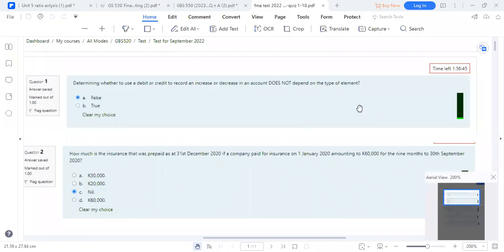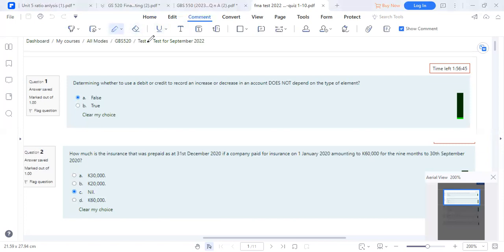So in question number 1, we are asked to determine whether to record a debit, to increase or decrease an asset account does not depend on the element. Is that true or false? It is false. We actually consider the elements that we want to debit or credit using pairs. So pairs simply stipulates as follows. On the debit side and on the credit side.